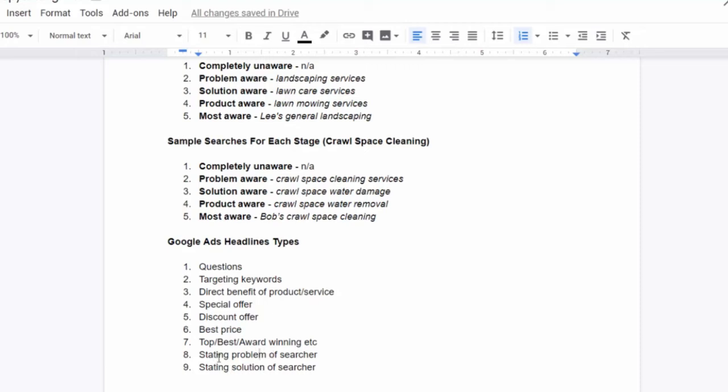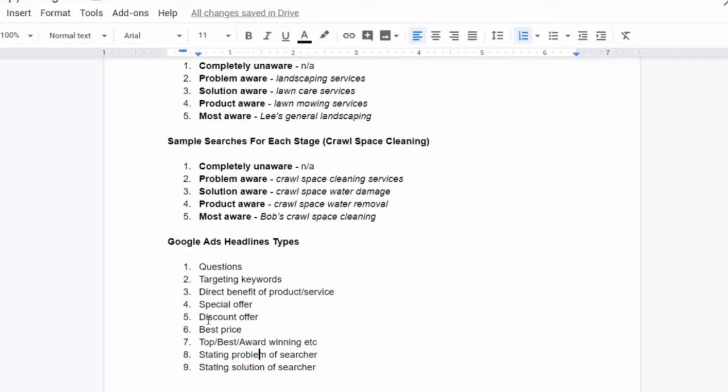And then stating the solution, where you can say something like, remove that water from your crawl space ASAP, or remove that water from your crawl space, or get that water out of your crawl space, right? Things like that, where we're talking individually to the searcher based on these headline types, right? So this is what you can use to write your ads.